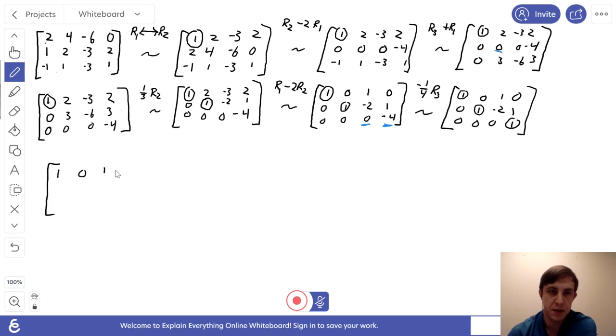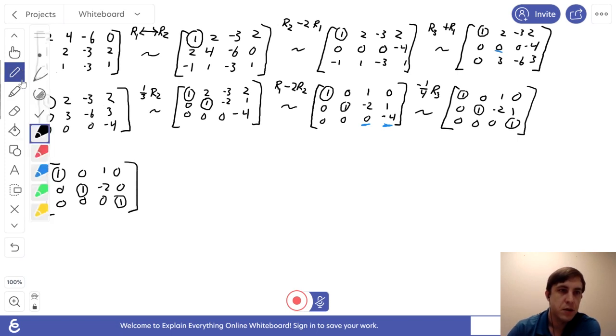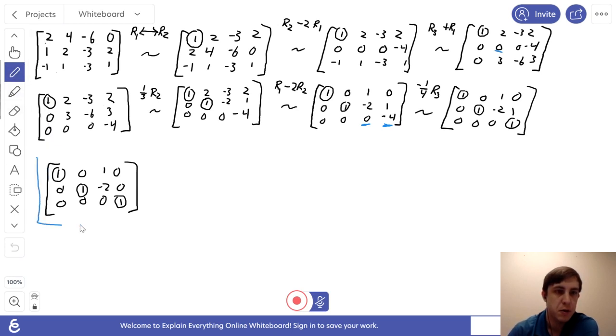First row stays the same. 0, 1 minus 0 is still 1, negative 2 minus 0 is still negative 2, but now we have a 0 here. And that last row is the same. So now we see here we have the reduced row echelon form of our original matrix.